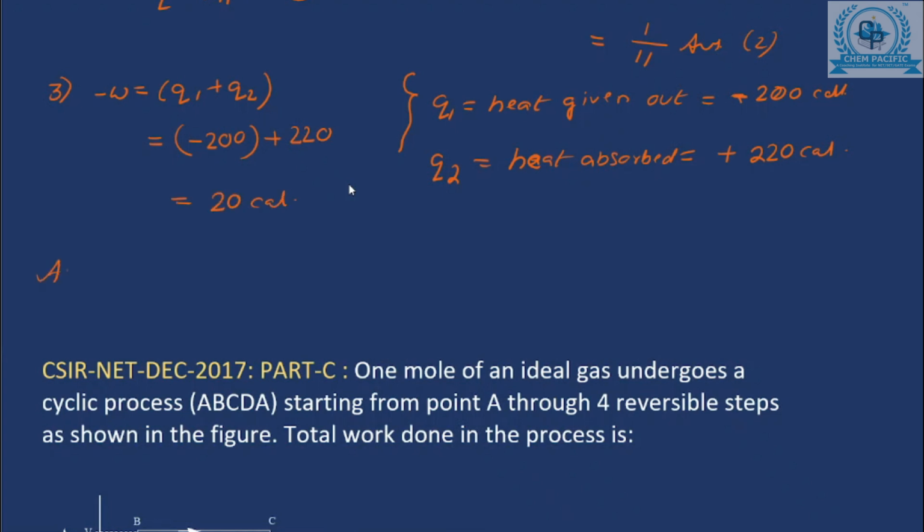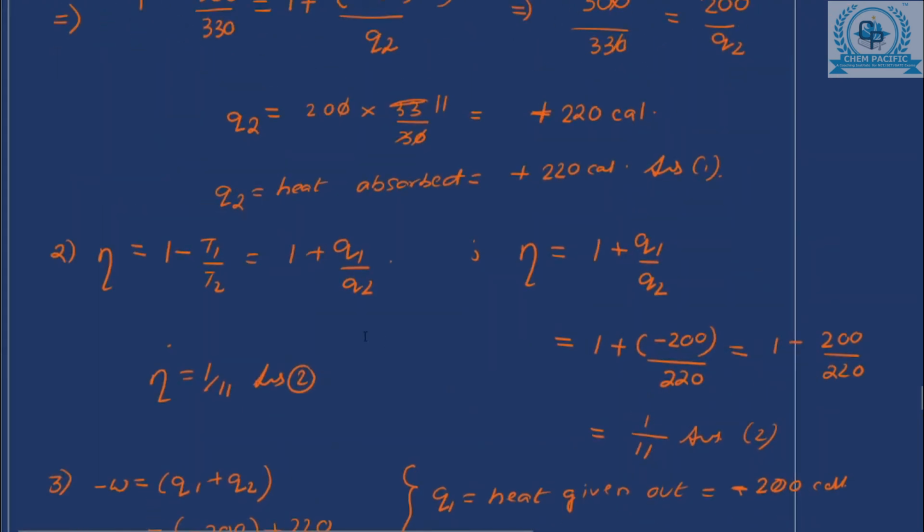So the answer number 3 is the work done by the reservoir is 20 calories. Now the work done, the numerical value is given to you, 20 calories. Since the work is done by the system, so it is minus. So this is a very important problem, very important problem.